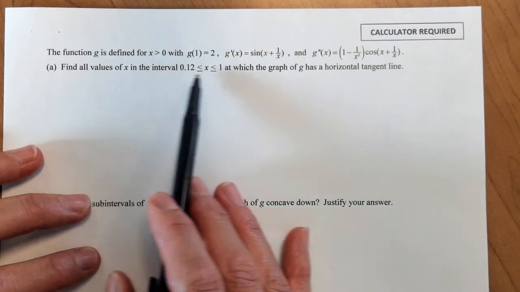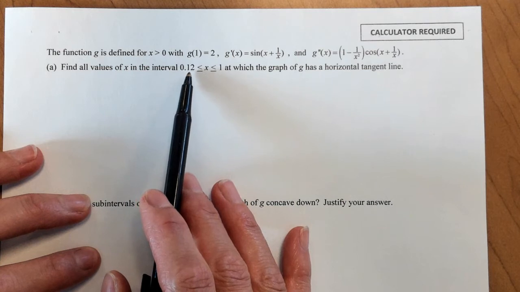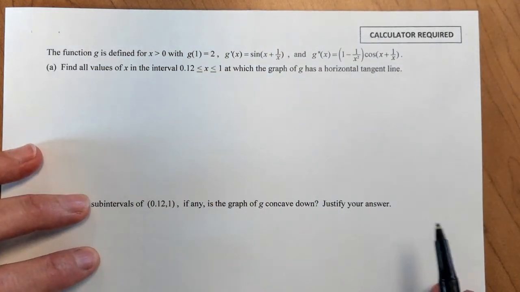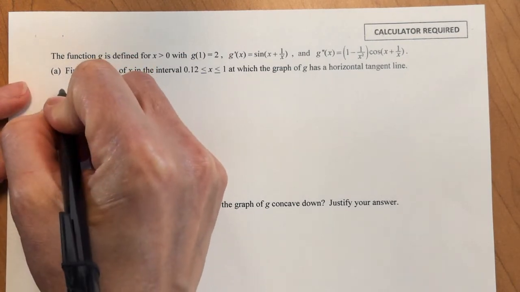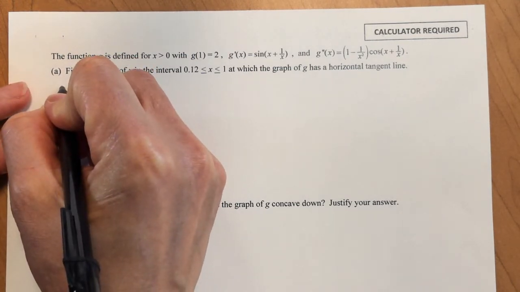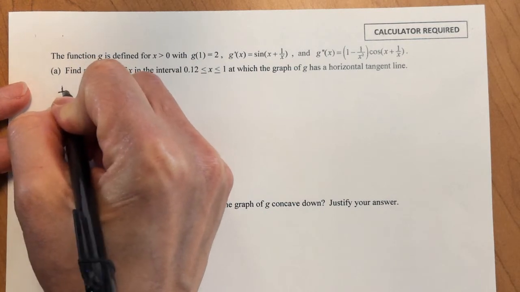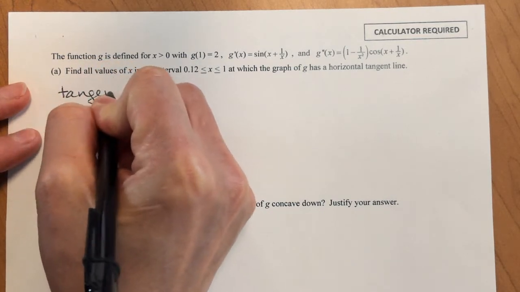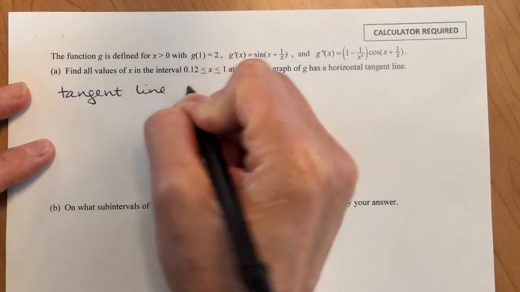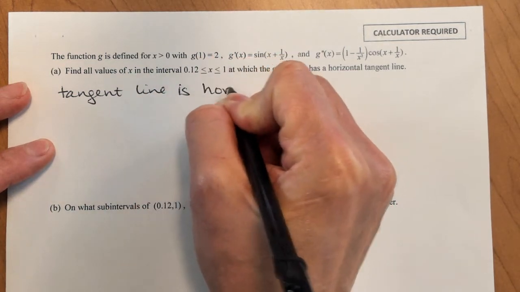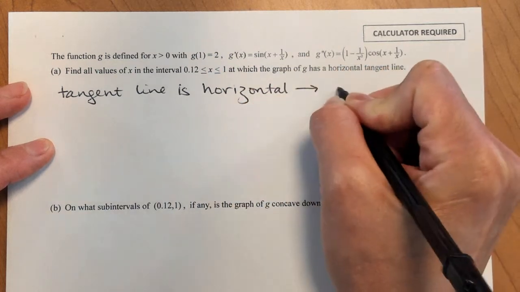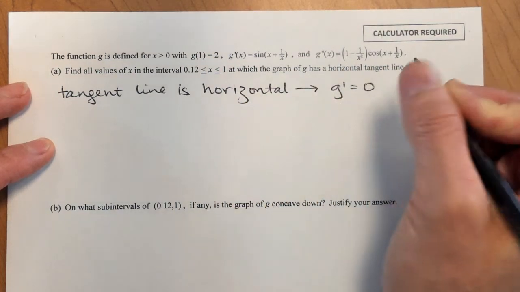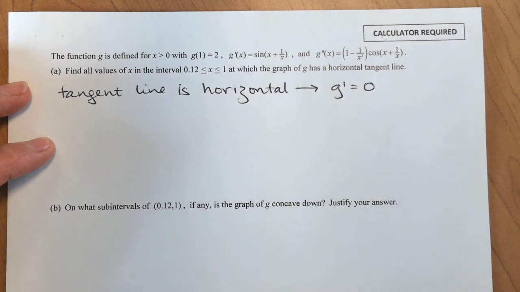All right, part A. Find all values of x between 0.12 and 1 where the graph has a horizontal tangent line. Okay, well, we know that if the tangent line is horizontal, that means the slope is 0, or g prime is 0. So I'm going to go into my calculator.